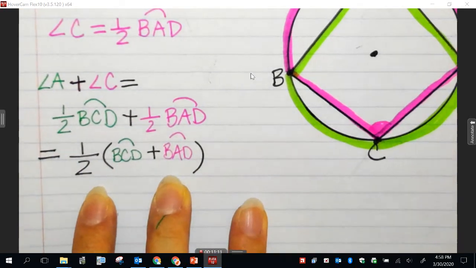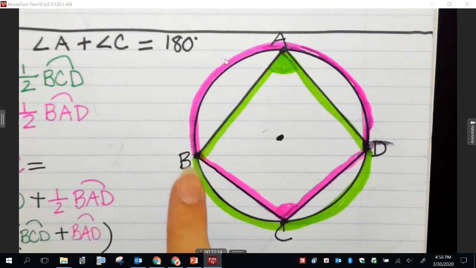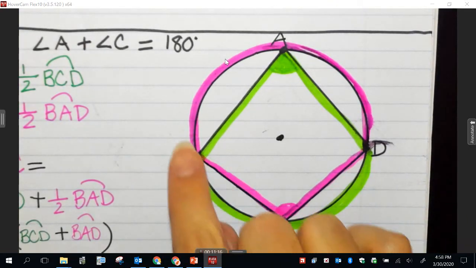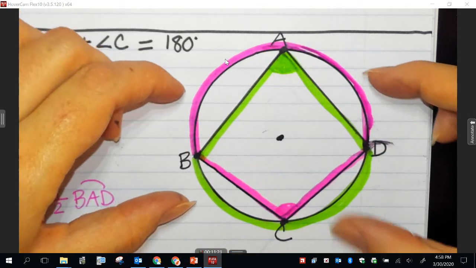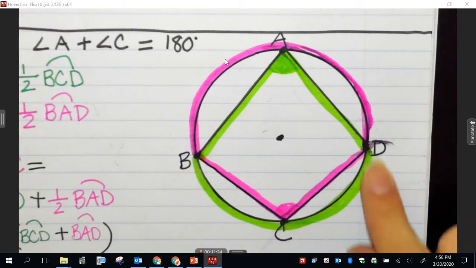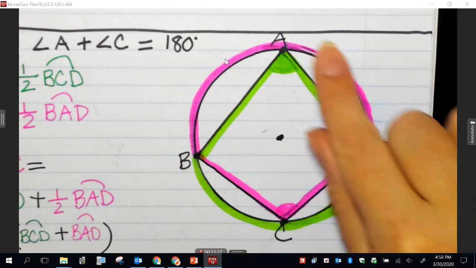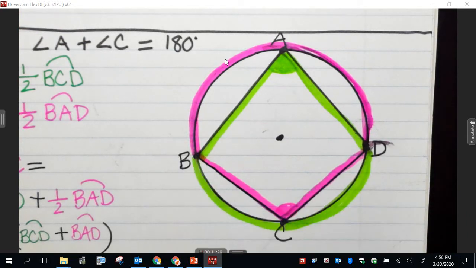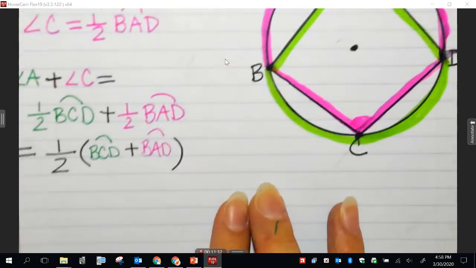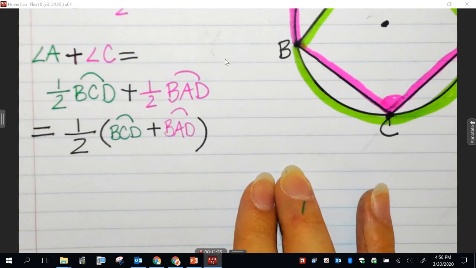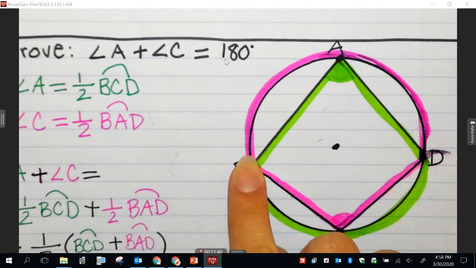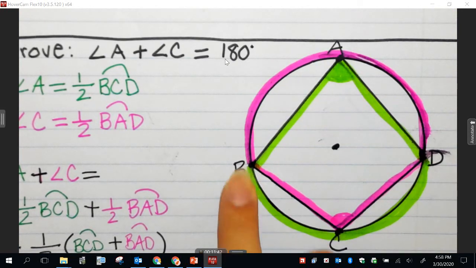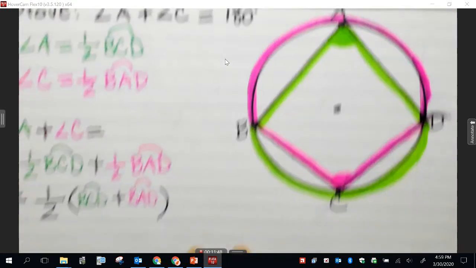But if you look at these two arcs, here's BCD in green, and here's BAD in pink. If you add these arcs together and put them together, they make a full circle. They cover the entire circle. And we know that the degree of a circle is 360. So whatever this arc is and whatever this arc is, if you add them together, those measurements together are going to be equal to 360 because you're going a full circle.